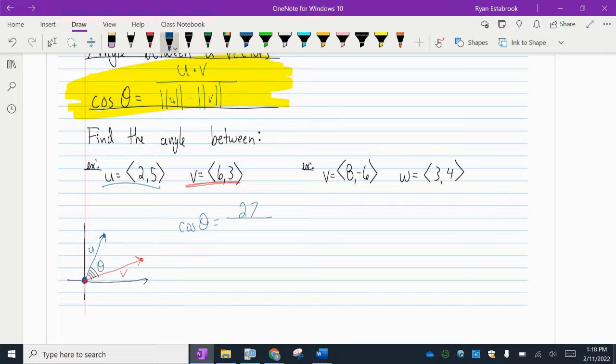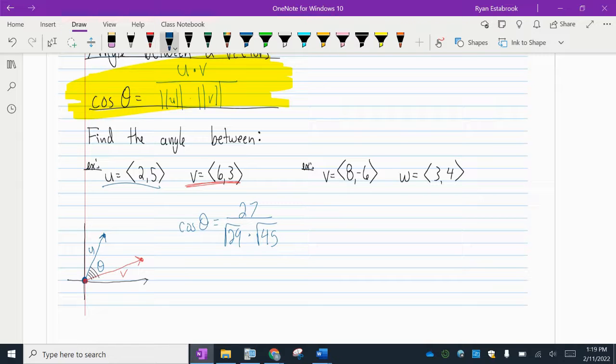And then it's over the magnitude of u. So square root. The magnitude of u is the square root of the dot product, u dot u. So x times x plus y times y. 4 plus 25 is 29. There's the magnitude of u, times the magnitude of v. So square root of v dot v. 6 times 6 is 36. 3 times 3 is 9. Add those together, we get 45.